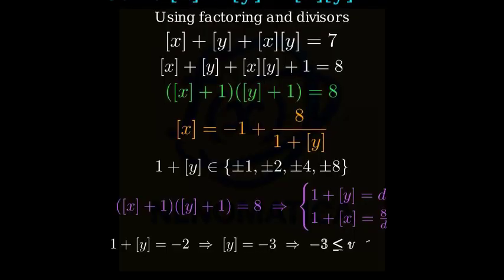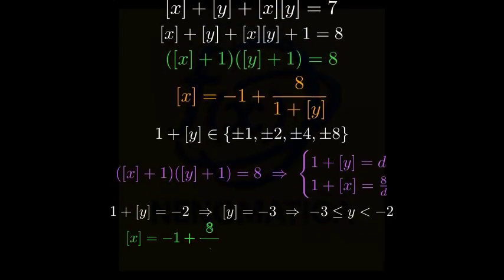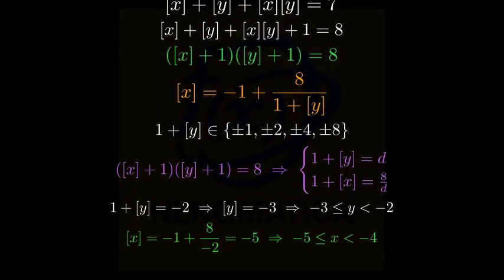Suppose 1 plus [y] equals -2. Then [y] equals -3. So y is in the interval from -3 to less than -2. Using our formula, [x] equals minus 1 plus 8 divided by 1 plus [y], which is minus 1 plus 8 over -2, that equals -5. Therefore, x is between -5 and less than -4. Now, we will enumerate all 8 divisor cases to get every solution pair of intervals.